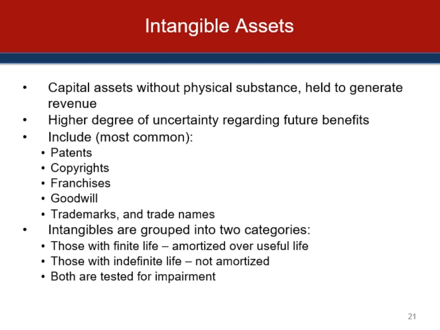So intangibles are initially recorded at cost, classified into two groups for accounting purposes: those with finite lives, which generally are amortized over their useful lives, and those with infinite lives, which are not amortized.